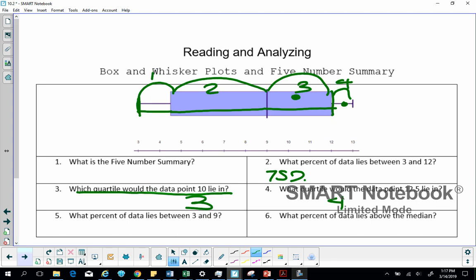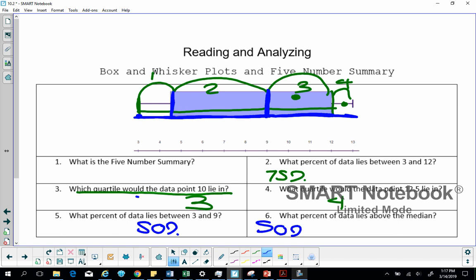What percent is 3 to 9? Here, I'll use a different color. Here to here is 25, here to here is 50. What percent lies above the median? Here's the median. What percent is left? 25 and another 25, 50. That makes sense, right? The median's your middle, so it's 50%.